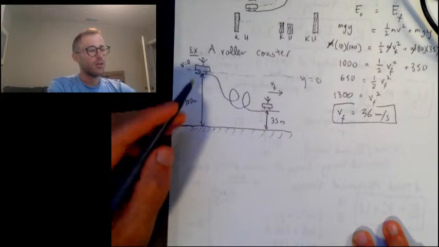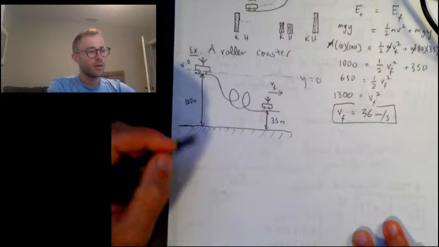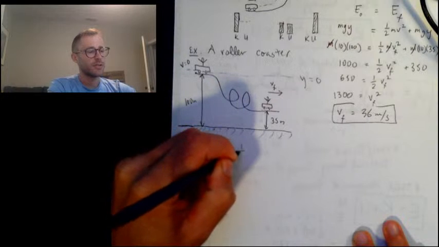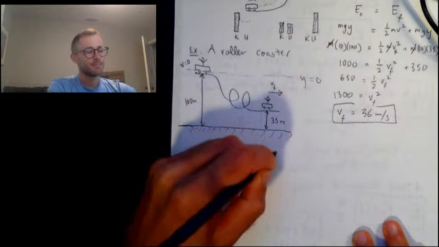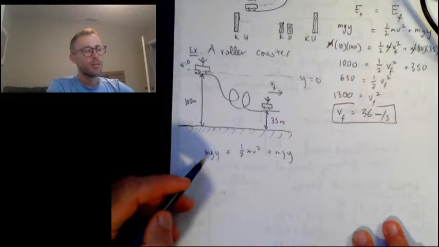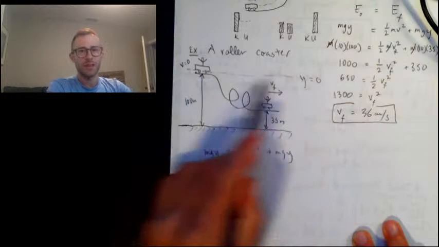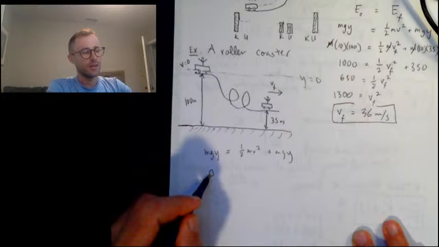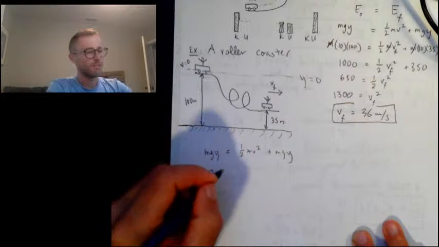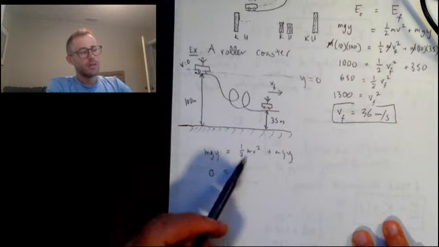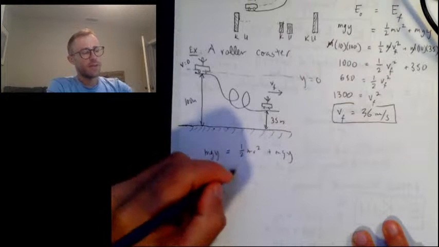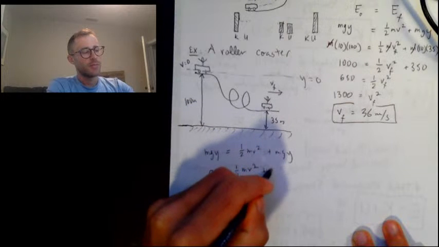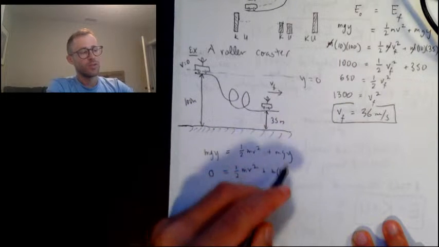Okay? So once again, I start out with mgy, and I end up with kinetic energy and mgy. But if we look at it, the roller coaster cart begins at an elevation of y equals 0. So that means that the left-hand side is 0. Then we have 1/2 mv squared. That's what we're trying to figure out. And then we have m times 10 times, what is the final y value?